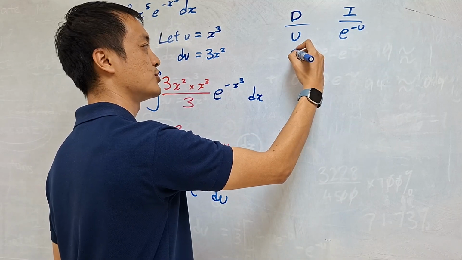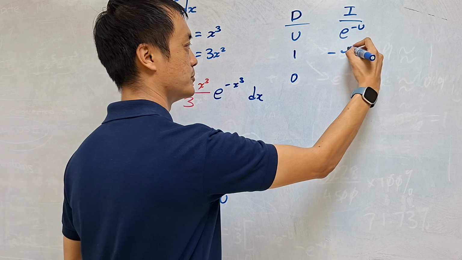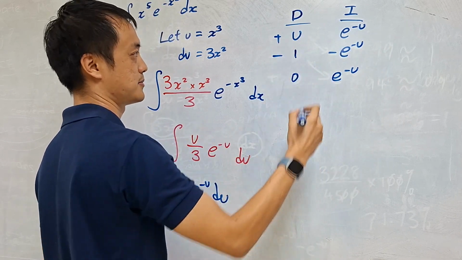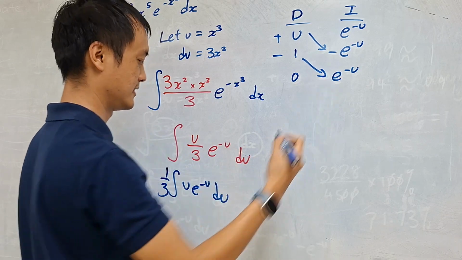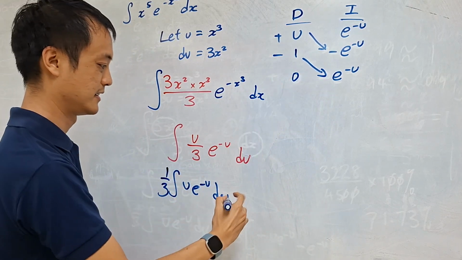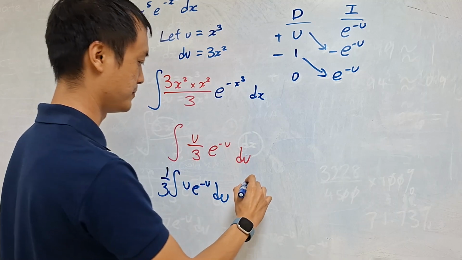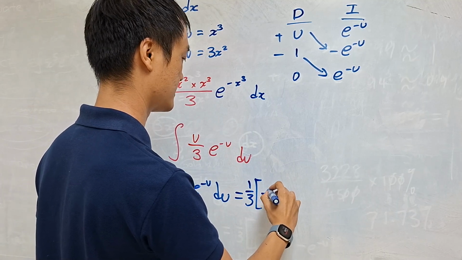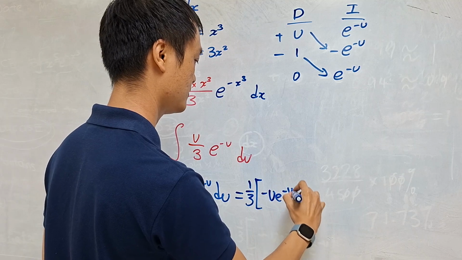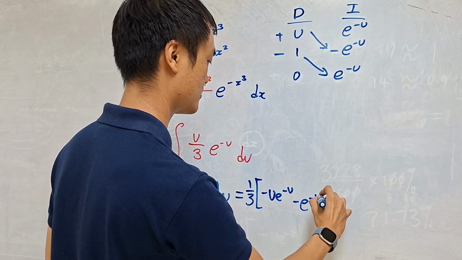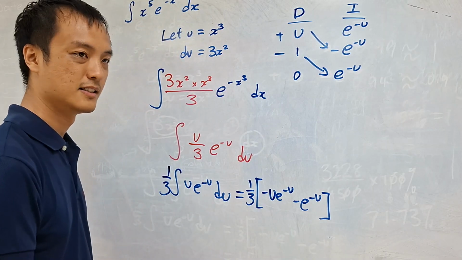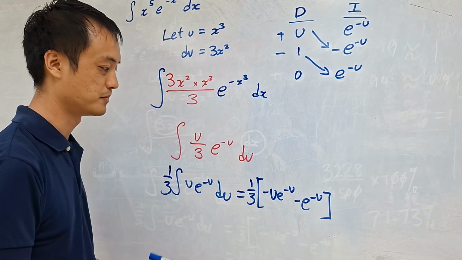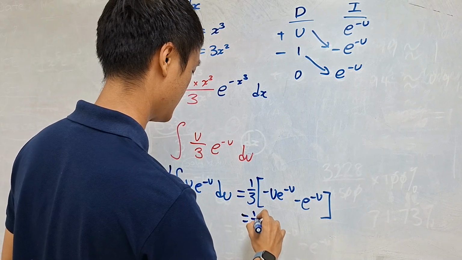Differentiating gives 1, then 0. Integrating will be like this. And don't forget the plus and minus signs, draw an arrow. Okay, so over here, this integral can be equated to 1/3 of negative u e to the minus u minus e to the minus u. Over here, we just need to replace u with x cubed and we'll have the answer.